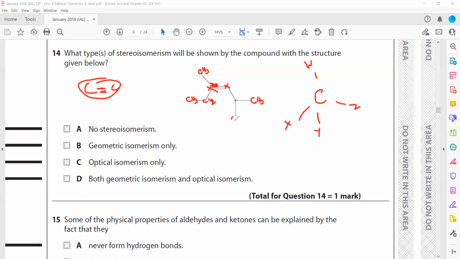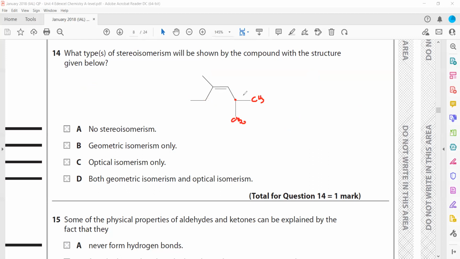This is CH3, this is CH3, this is H. But the problem, this cannot be a chiral. Why? Because two identical groups are attached. When I take this carbon, it should have different groups, but here it is CH3, and here also CH3. So it cannot be a chiral.